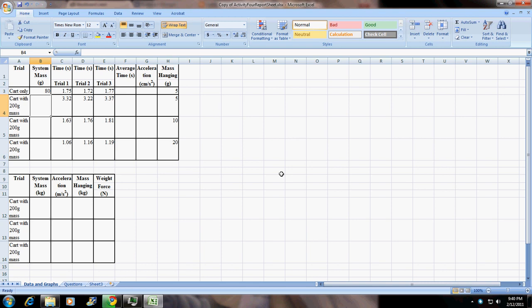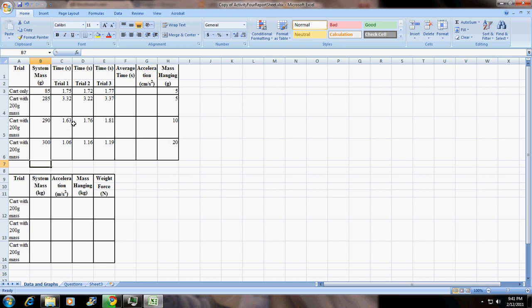80 grams. Now, the system mass is going to be the mass of the cart and whatever is in it, and the hanging mass. So in this case, it should actually be 85. So I'm going to type in 85. This would be 200 plus the 80 for the cart plus the 5, which is 285. This is 200 plus the 80 for the cart plus 10, which is 290. And this is 200 plus the 80 for the cart plus 20, which is 300. Okay, so those are my three system masses.